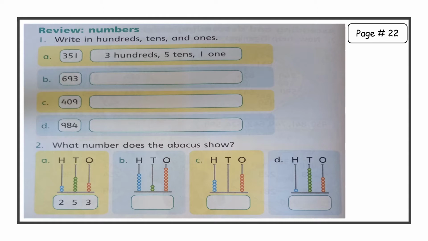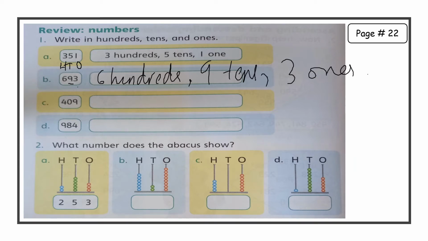So let's do the B part. How many hundreds are here? This one is ones, tens, and hundreds. So there are 6 hundreds here. How many tens are here? 9 tens. And how many ones are here? 3 ones. So this is how we write hundreds, tens, and ones.